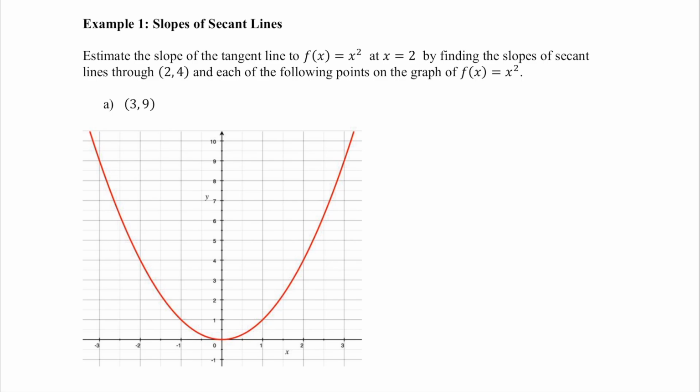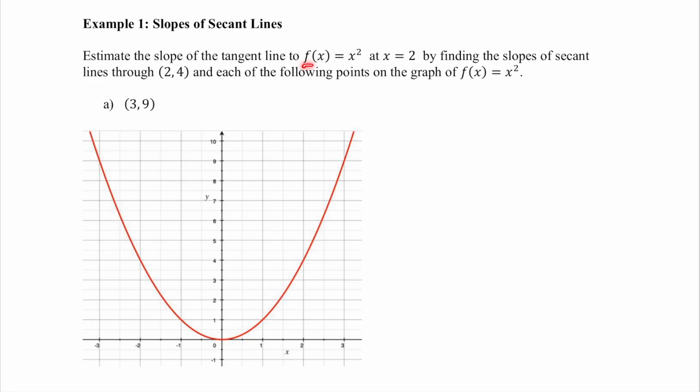Now that we understand what a tangent line is, let's see how we can estimate its slope. Remember, the tangent line represents the instantaneous rate of change, but we don't yet know how to compute it directly. So instead, we'll approximate it using secant lines.